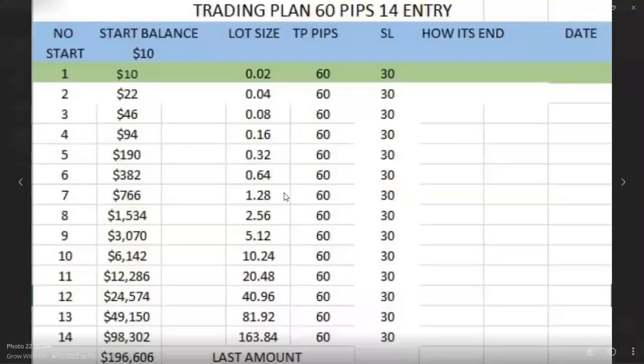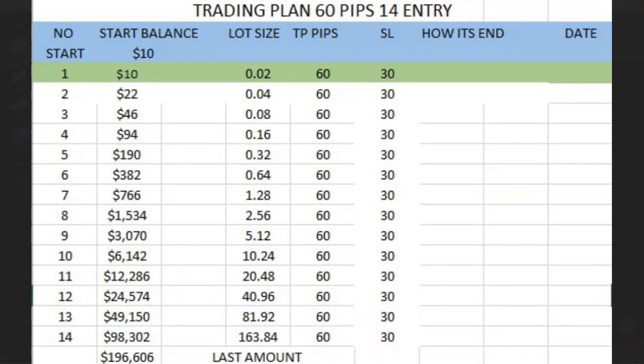Okay, can you see this one? Yeah. So have you ever seen this trading plan before? No. Okay, look at this trading plan closely. This trading plan just needs $10.